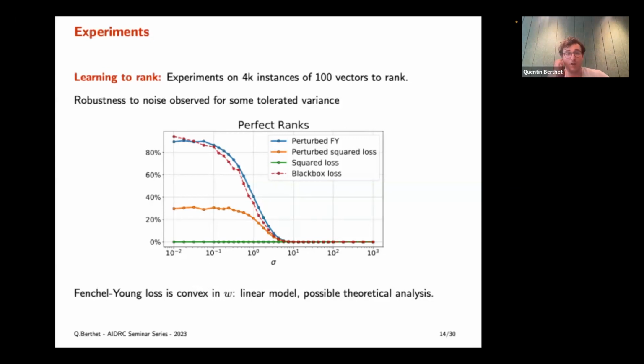You can see our method works really well, and it works particularly well when you're considering this Fenchel-Young loss. If you're considering perturbation of the square loss, it doesn't work so well. If you're considering square loss without any perturbation, it works even worse. And the nice thing here is that the Fenchel-Young loss is also convex in this secret direction in which you're projecting. So you have more or less a convex linear model. You could possibly have a theoretical analysis of this, and you have theoretical guarantees.